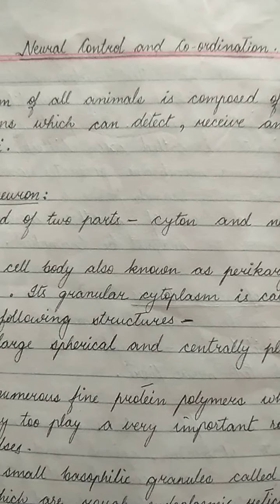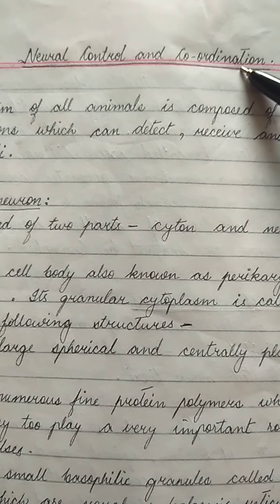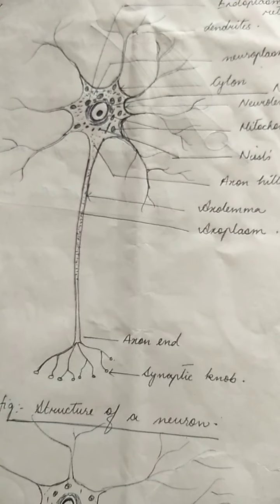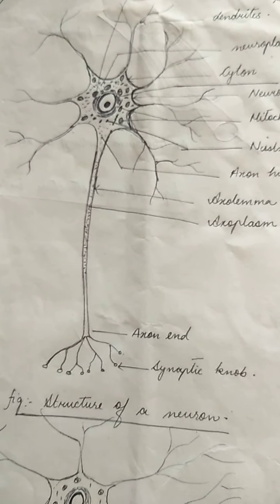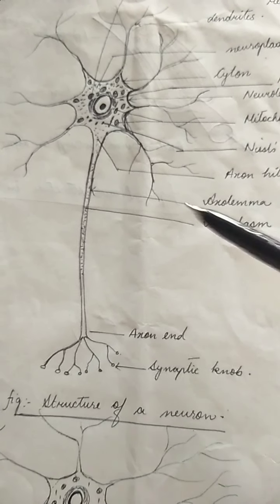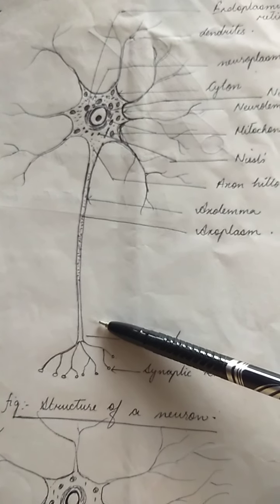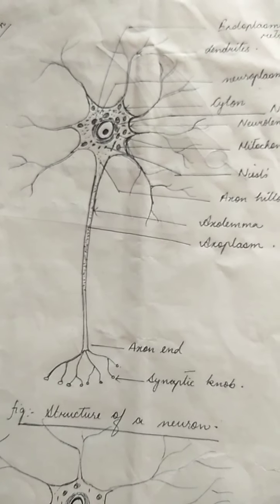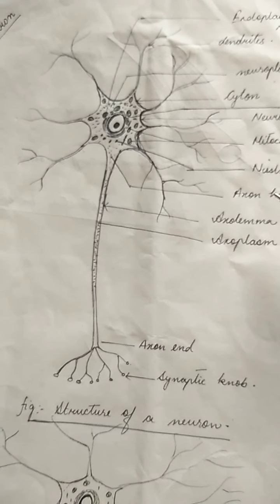Today we will discuss neural control and coordination. The neural system, or the nervous system, of all animals is composed of highly specialized cells called neurons. These neurons can detect, receive and transmit different kinds of stimuli.